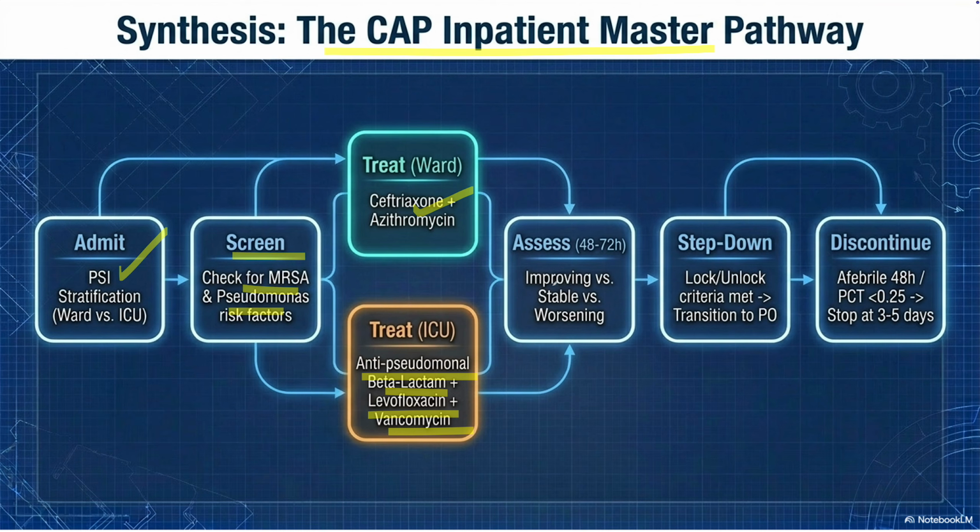At 48 to 72 hours, reassess whether the patient is improving, stable, or worsening. If clinical criteria are met, proceed with step down to oral therapy. Finally, once the patient is stable, afebrile for 48 hours and meets discontinuation criteria, including appropriate procalcitonin thresholds, stop antibiotics, and prepare for discharge. This pathway transforms CAP management from a series of isolated decisions into a structured, evidence-based clinical workflow.